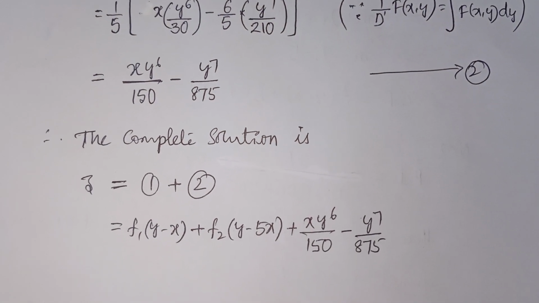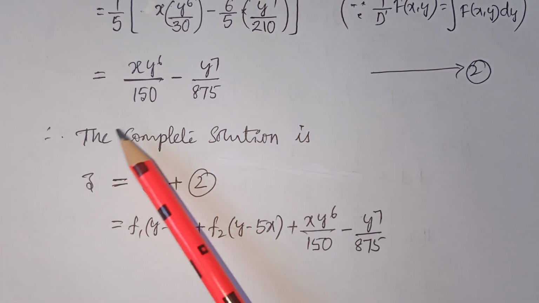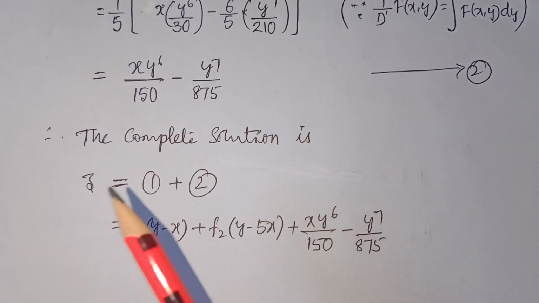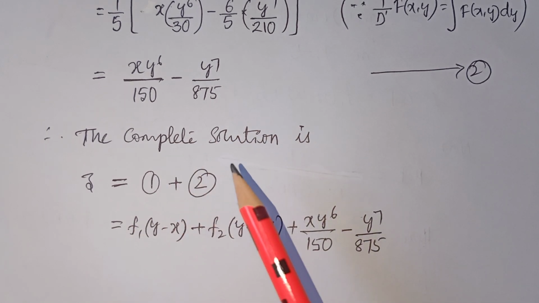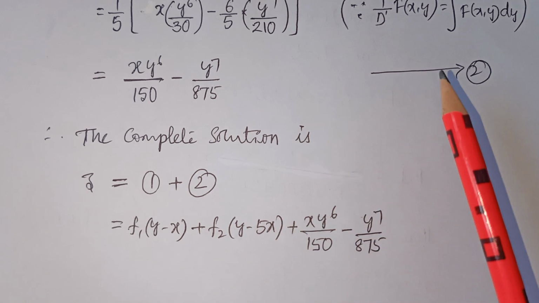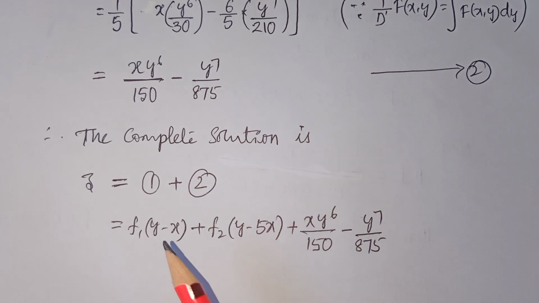Therefore the complete solution is the complementary function plus the particular integral. Take equations 1 and 2 and combine them. So the complete solution is f1(y - x) + f2(y - 5x) + xy⁶/150 - y⁷/875. This is how we can solve the problem of case 3 in higher order partial differential equations. I hope you understand this. Yes, thank you.